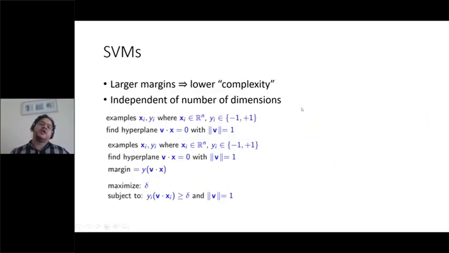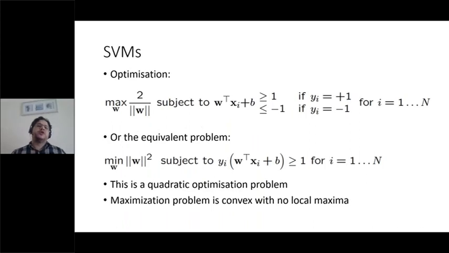So yeah, larger margin, lower complexity. It means the model is simpler, and it's independent of the number of dimensions. Well, we are going to see this next. Let's go in here. So this is what we are trying to do.